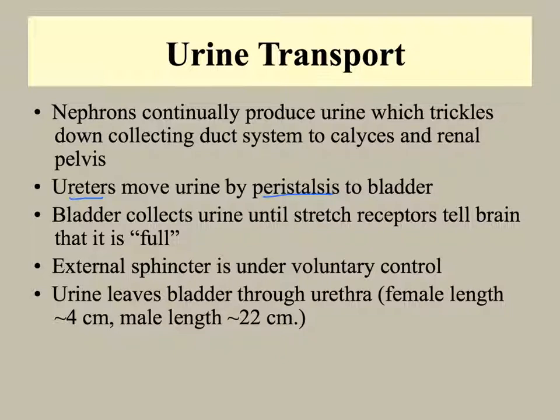And then your bladder collects the urine until a stretch receptor tells the brain that it's full. It's time to do something about it. There's a bathroom down the hall that you need to go visit. There's both an internal and an external sphincter holding the liquid in the bladder. Only the external one is under voluntary control, but that usually is enough. And then the urine leaves the bladder through the urethra. Females, of course, have a much shorter urethra, which can lead to more problems with urinary tract infections.